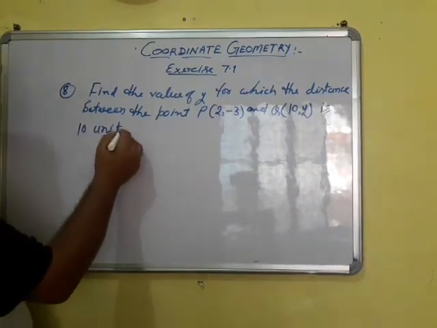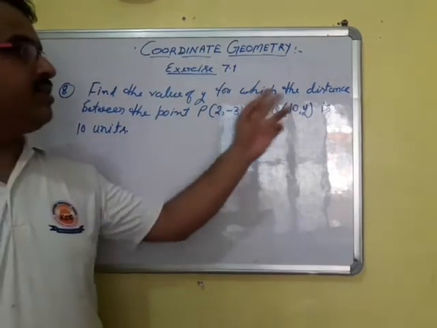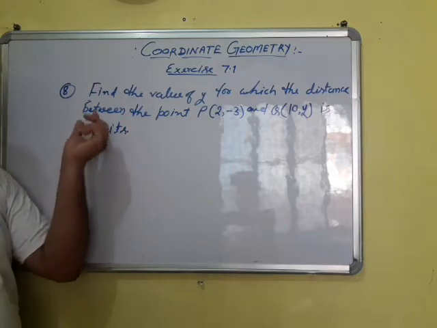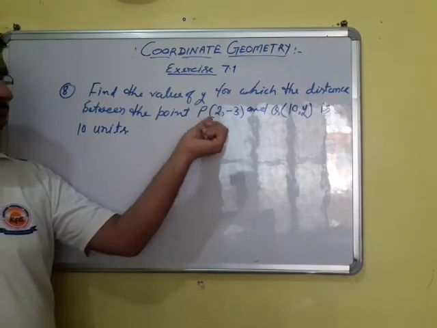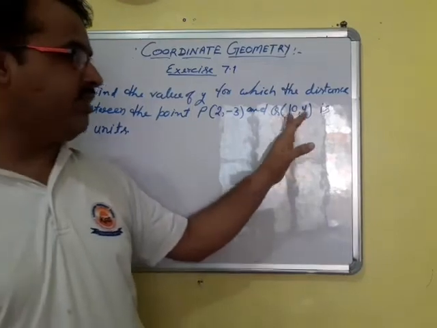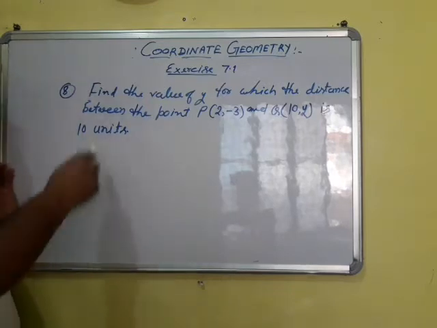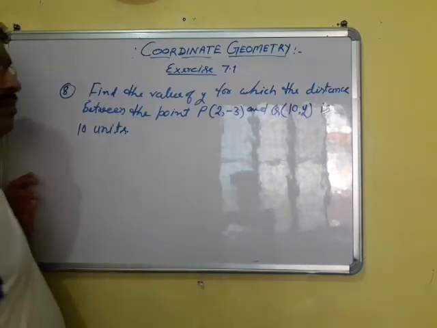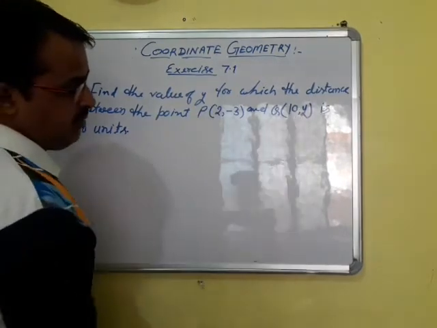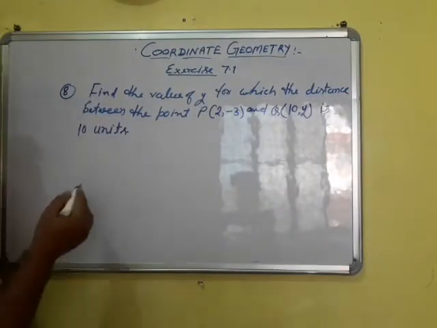Now you see what the question is asking: find the value of y. We have to find the value of y for which the distance between the points is 10 units. They are giving the coordinates of points P and Q: P is (2, -3) and Q is (10, y), and the distance given here is 10 units. Clear? We need to find the ordinate of point Q.